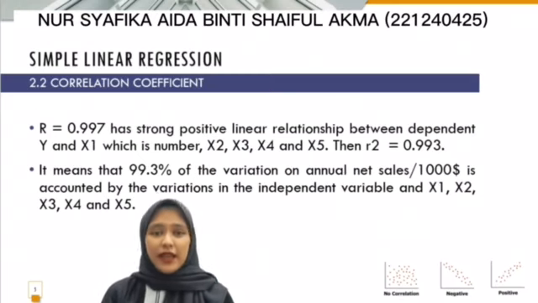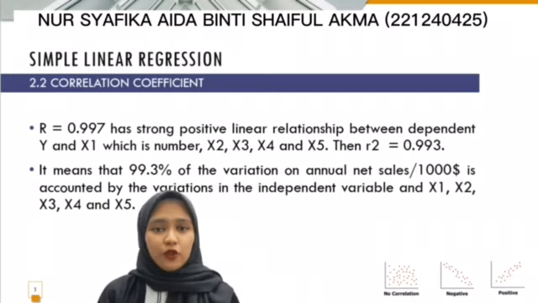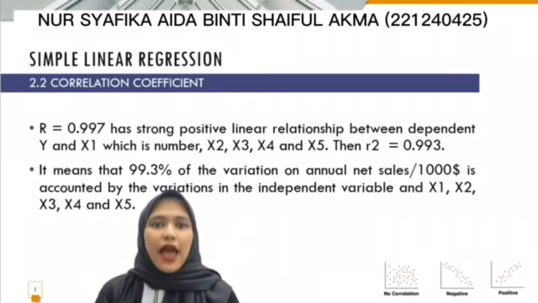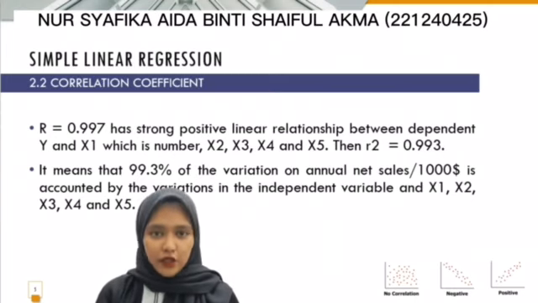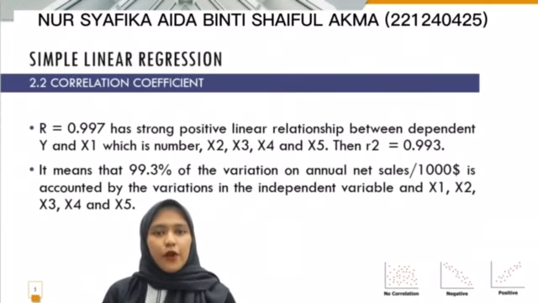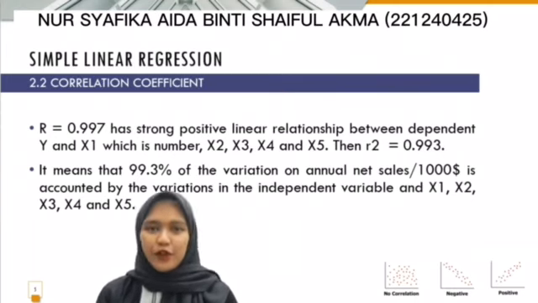As you can see on the slide behind me, R equal to 0.997 has a strong positive linear relationship and consists of R square equal to 0.993. It means 99.3% of the variation in the annual net sale is accounted for by the variation in the independent variable.